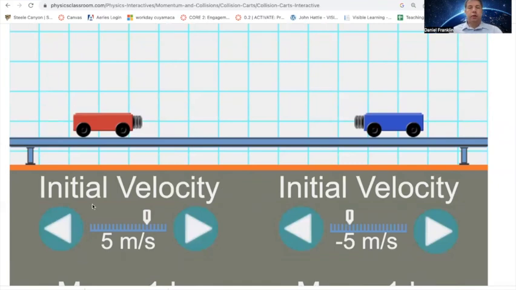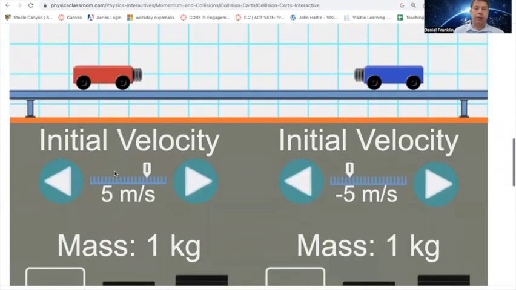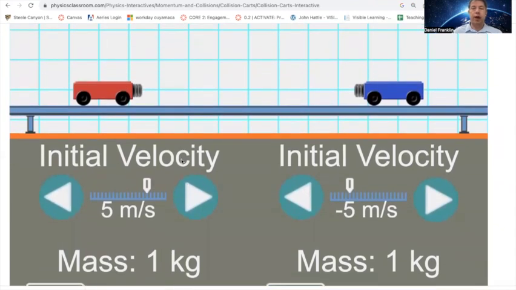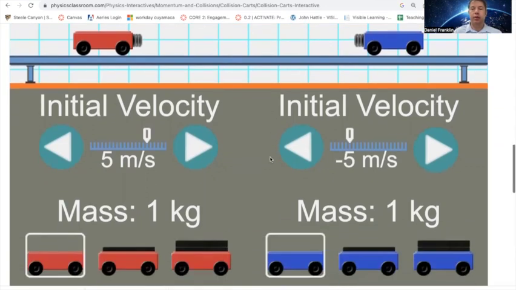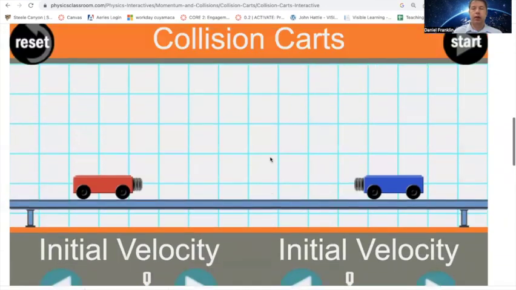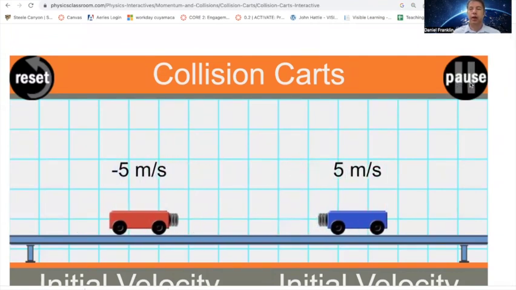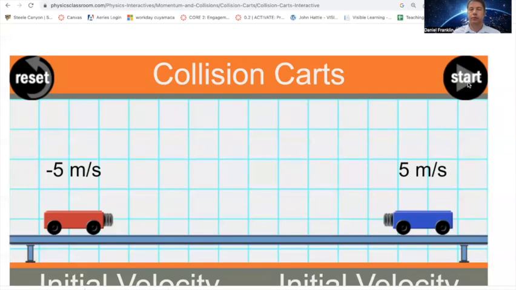So let me just show you. We've got a mass here of 1 kilogram. We have a mass here of 1 kilogram. We got one going 5 meters per second to the right. We got one going negative 5 meters per second to the left. And we got an elastic collision. If I hit start, when they collide, they bounce off of each other.